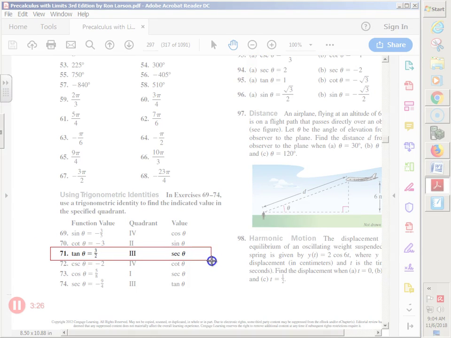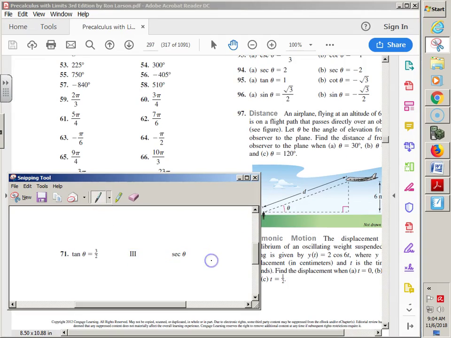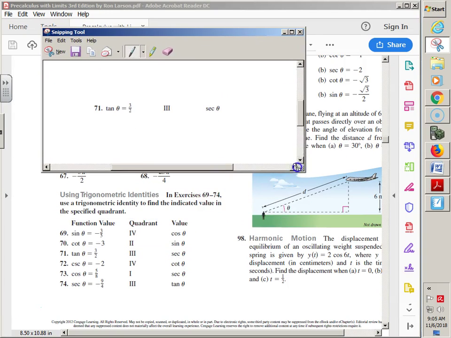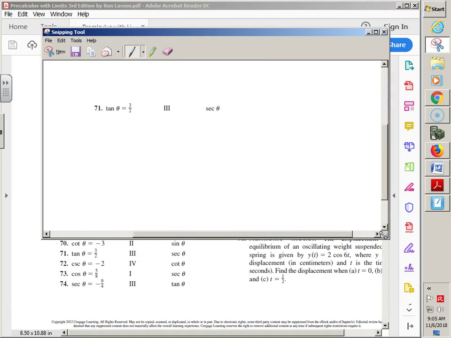I'm looking. Use a trig identity to find the indicated value in the specified quadrant. Ooh. A trig identity. Quadrant 3. Wait a minute. Signs aren't positive in quadrant 3. All students take, oh, tangent is. Why is tangent positive in quadrant 3? Aren't the x's negative in quadrant 3 and the y's? But what's tangent's ratio? Opposite over adjacent, so it is a negative over a negative, which makes it positive.